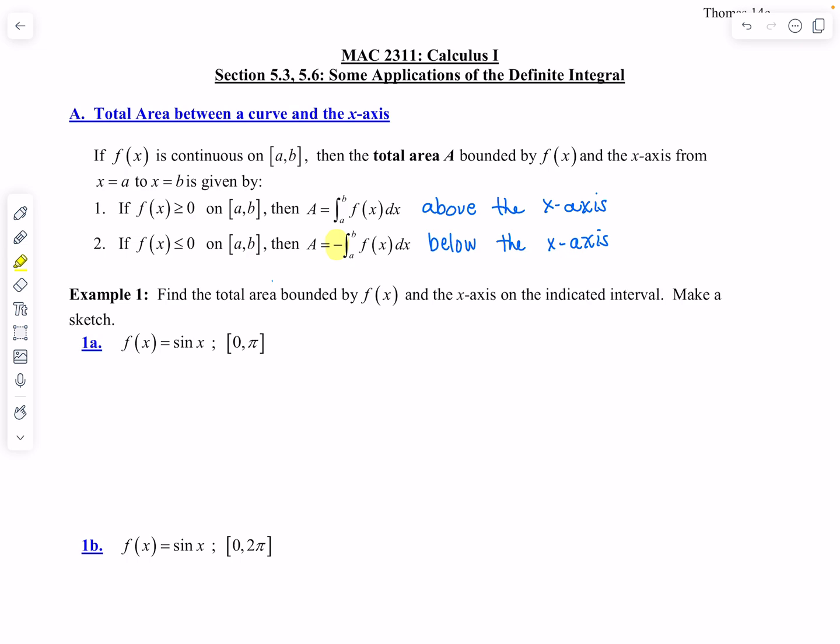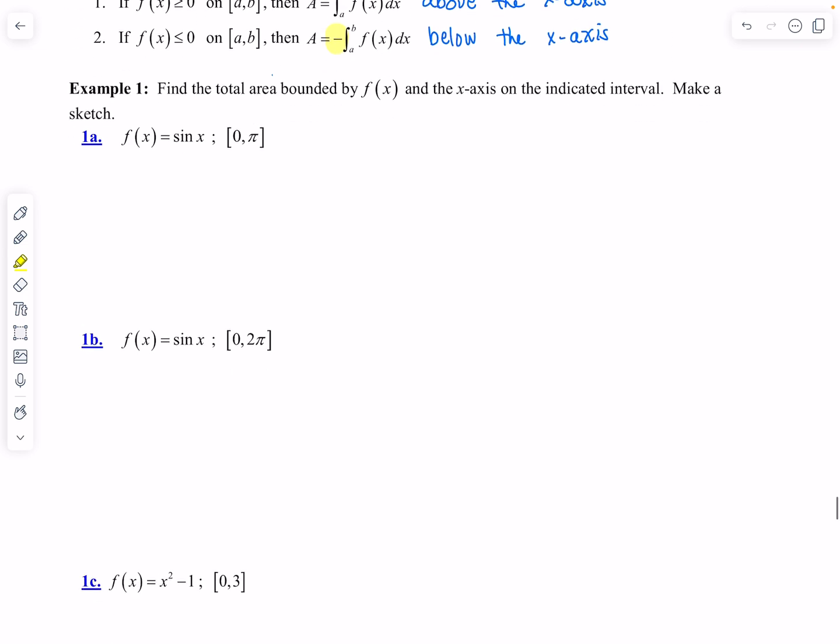So let's look at example number 1. Find the total area bounded by f of x and the x-axis on the indicated interval. Make a sketch. Okay, so the function is sine. If I draw a sine, I know that there are 4 key points: pi over 2, pi, 3 pi over 2, and 2 pi. In this particular case, it's bounded from 0 to pi.